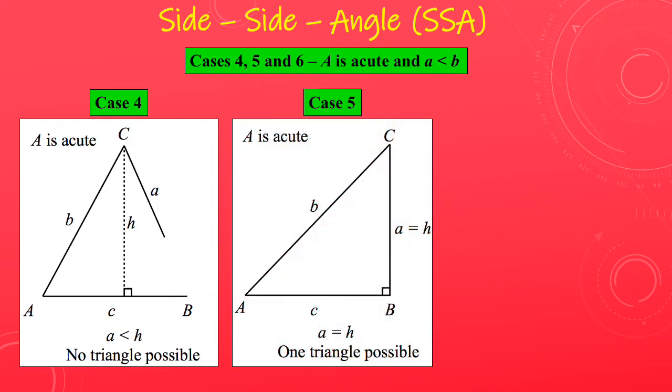In case 5, we again draw our perpendicular line from C down to line segment AB and call it h. And in this case, little a is exactly equal to h. That means that this line is perpendicular and there is only one way of drawing this triangle. This turns out to be a right triangle with angle B equaling 90 degrees.